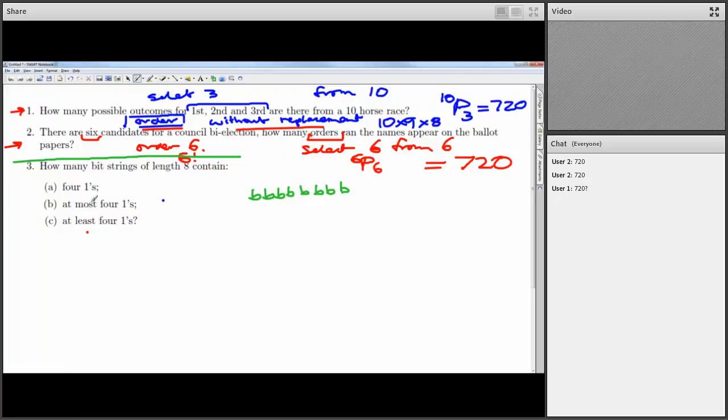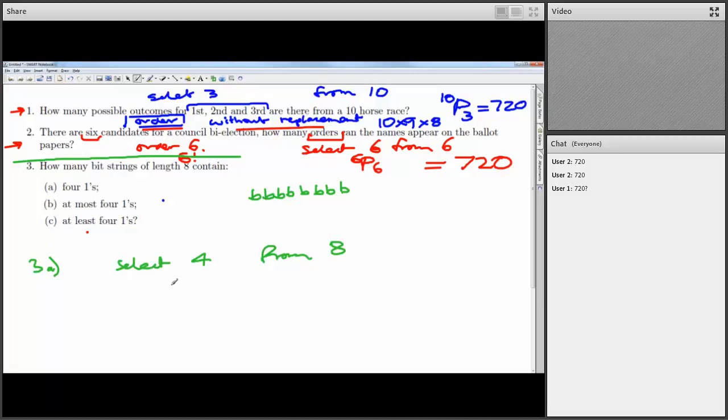So if you think about what I'm doing here, that's 3A, I really want to select 4 from 8 to be a 1. That's what I'm really trying to do. So I'm trying to select some of these. So I've got 8 different bits. I want to select 4 of them to be 1s and 4 of them not to be 1s.